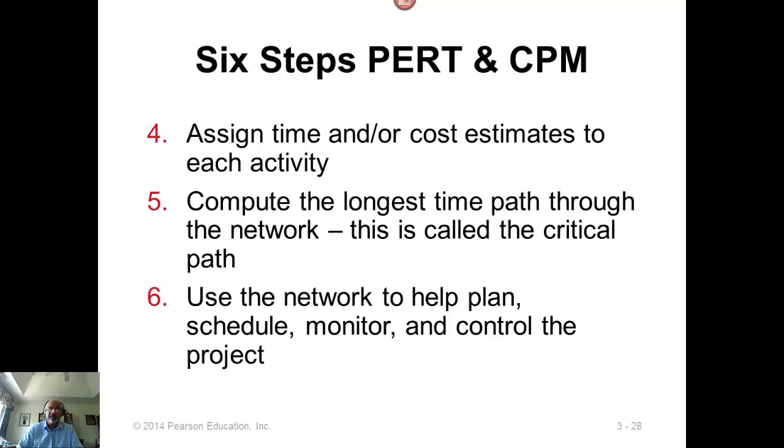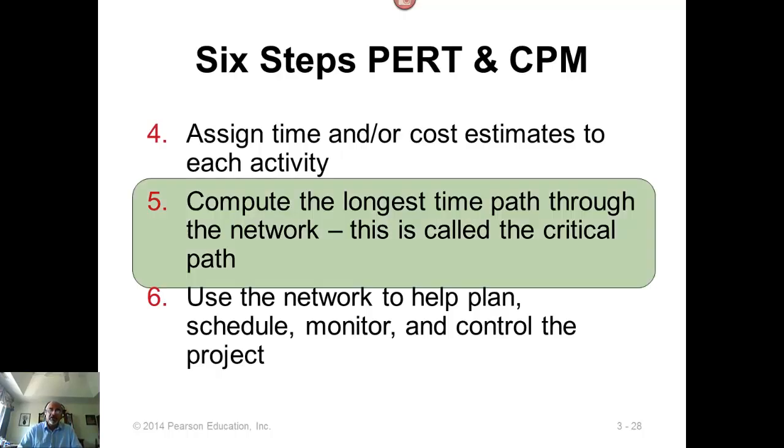Then the 5th step is to figure out the longest path time. The longest time in the network is the critical path. That tells us how long the project will take to complete. Then step 6 is to use the network to schedule and monitor the project. Computing the longest path gives us the project completion time.